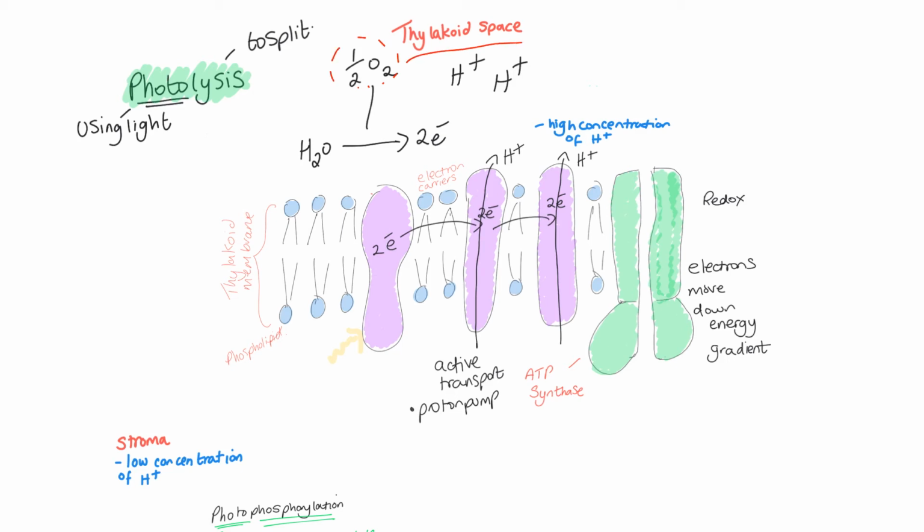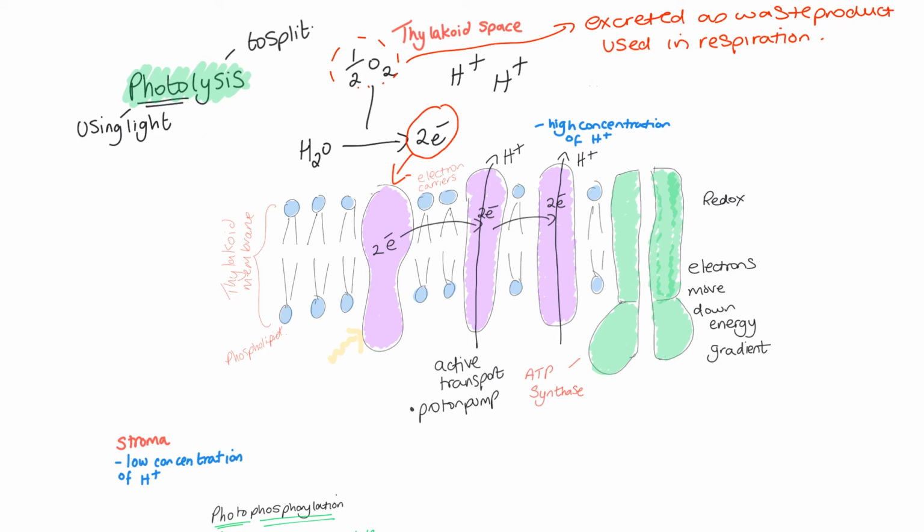The 2 electrons are used to replace the lost electron from the chlorophyll molecule, returning it back to its original state. The pair of protons are released into the thylakoid space, and they remain there in order to build up a high concentration of protons in the thylakoid space.